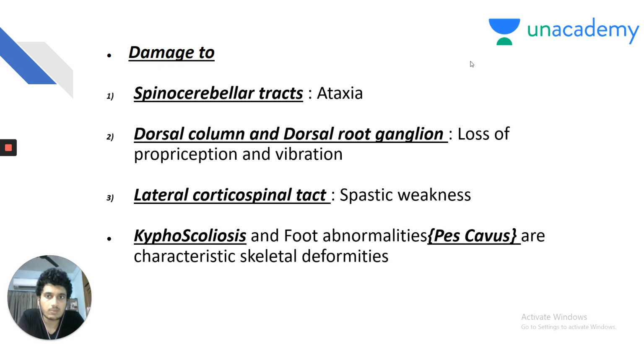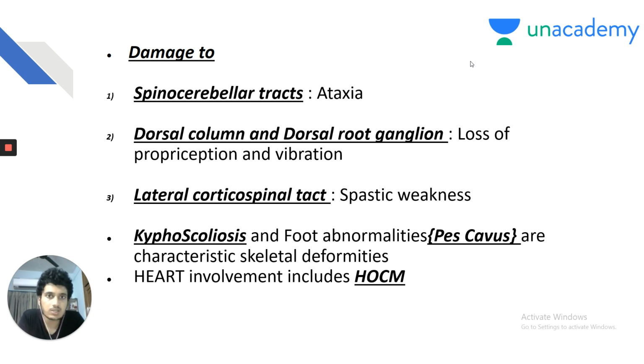Kyphoscoliosis and foot abnormalities like pes cavus are characteristic skeletal deformities. So, ataxia or progressive weakness with kyphoscoliosis and pes cavus, first you should think of Friedreich's ataxia. Heart involvement includes hypertrophic obstructive cardiomyopathy. Again, the gene involved in this is beta myosin.